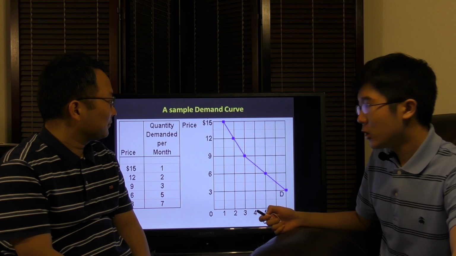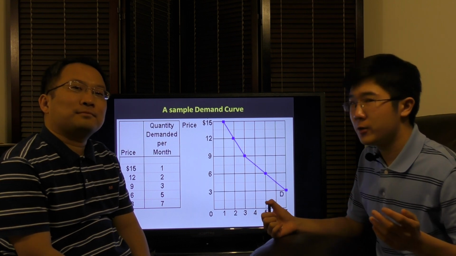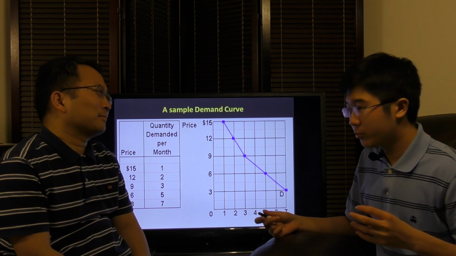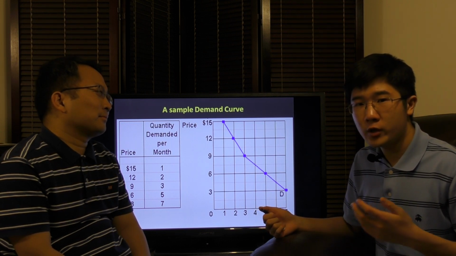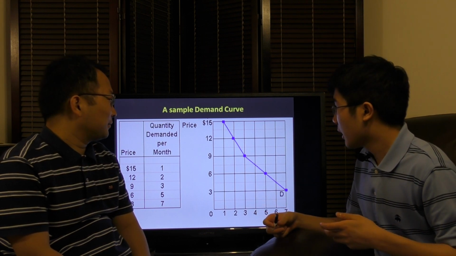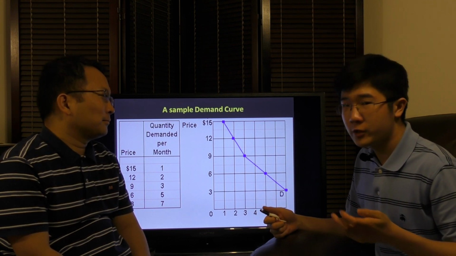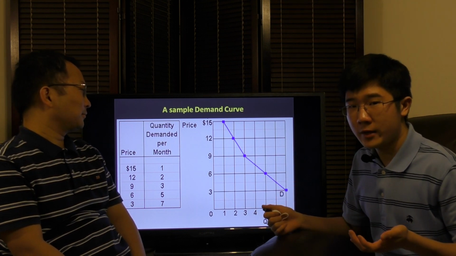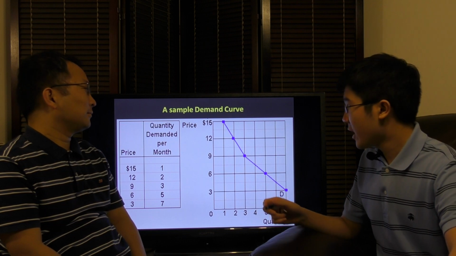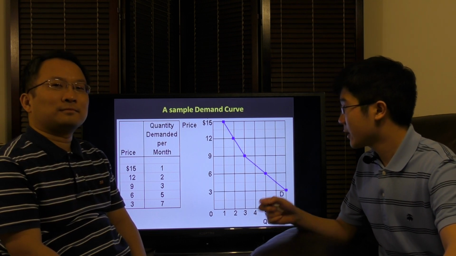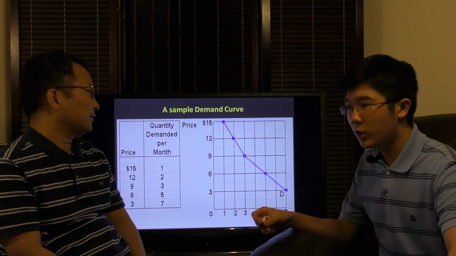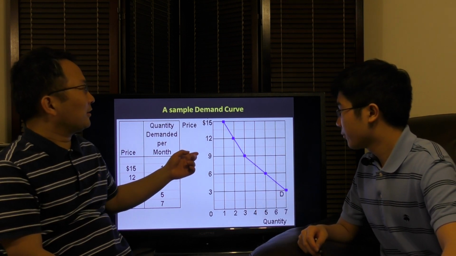Now, why is this? Why, when the price is lower, is there more quantity demanded? Well, the simple fact is when the price is lower, consumers are not only willing to buy more of it, they are able to buy more of it. And vice versa. When the price is higher, consumers are not only less willing to buy it, but they are less able to buy it. They might not be able to afford it. This is what we call the law of demand. The law of demand states that when price goes up, demand goes down. So price and quantity demanded are inversely related.